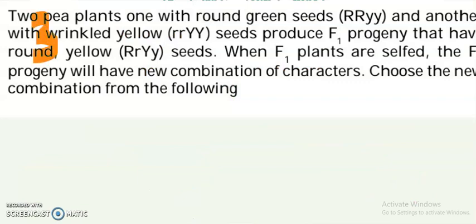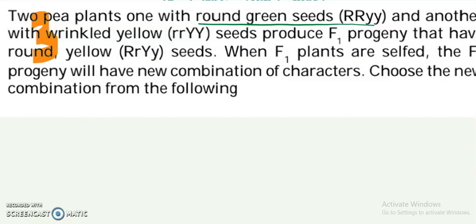This is question number 3 of this video, and this question is very much confusing, but the logic behind it is very easy. Let's read the question. Two pea plants, one with round green seeds and another with wrinkled yellow seeds, produce F1 progeny that have round yellow seeds. When F1 are selfed, the F2 progeny have new combinations of characters. Choose the new combination from the following.